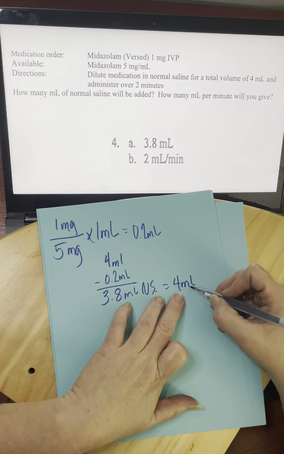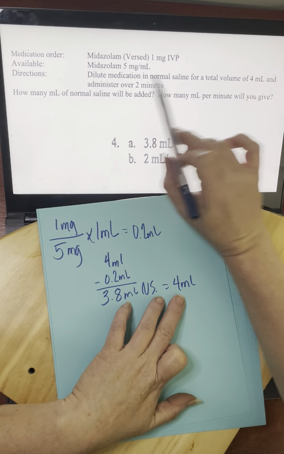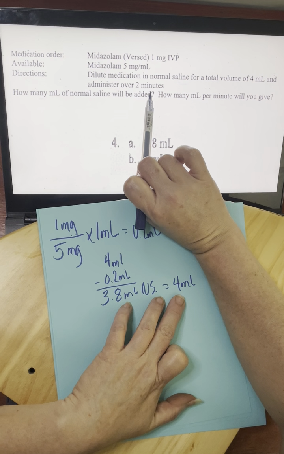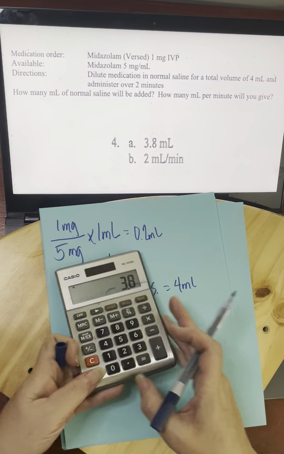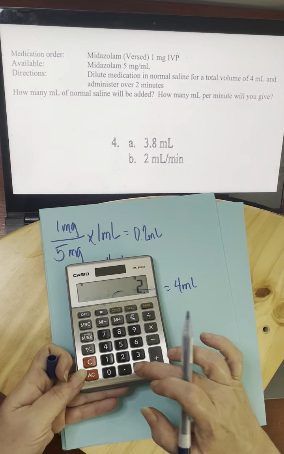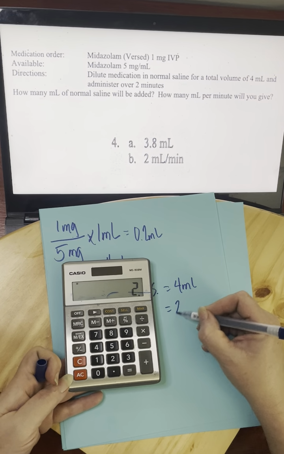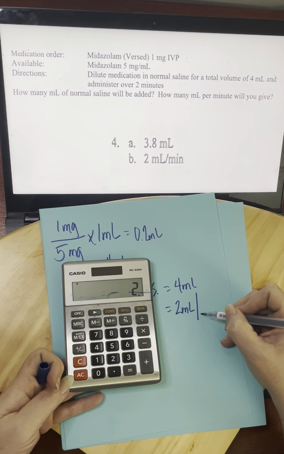And if the total that we have is 4 milliliters and we have to administer it over 2 minutes, then we're going to take 4 and divide it by 2. 4 divided by 2 equals 2, so you have to give 2 milliliters per minute.